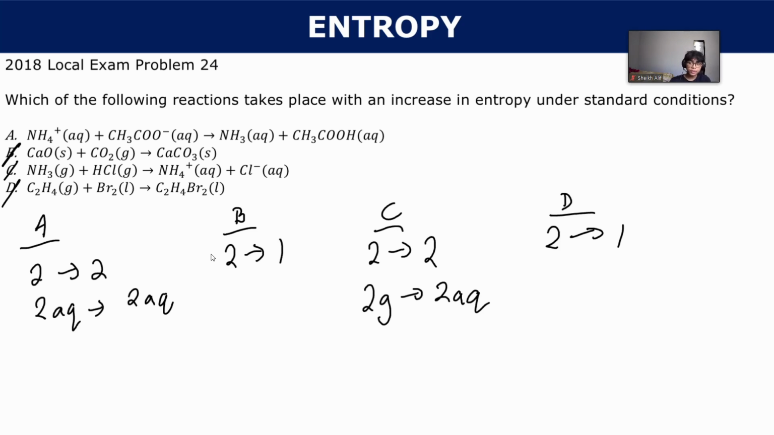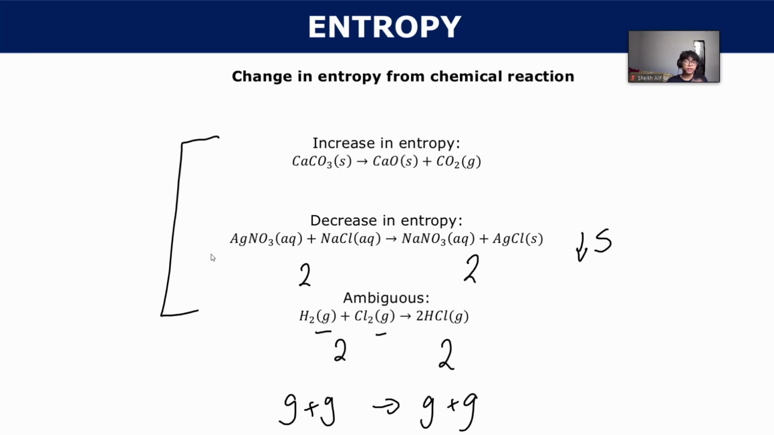And the only thing that we're left with is A. A is our ambiguous case, so it does make sense for there to be an increase in entropy, even if we can't really see it from the start. And so I hope you learned how to predict whether or not there's going to be a change in entropy from a chemical reaction.